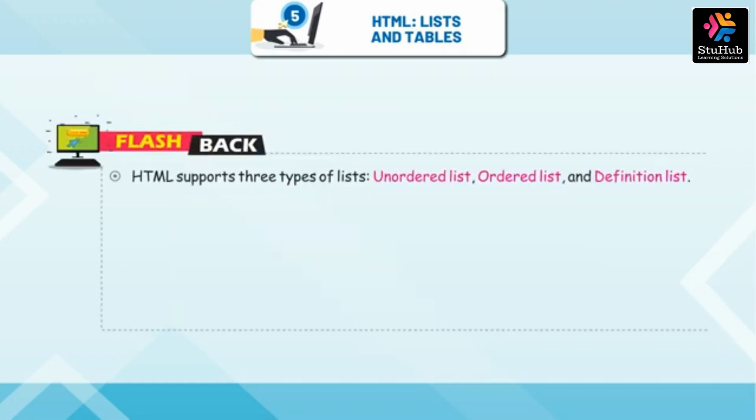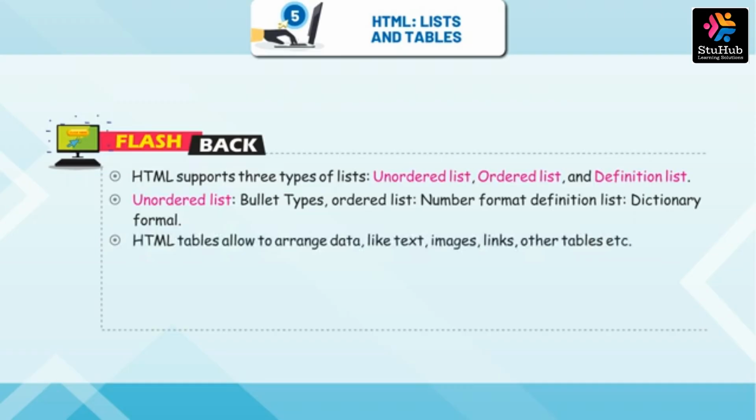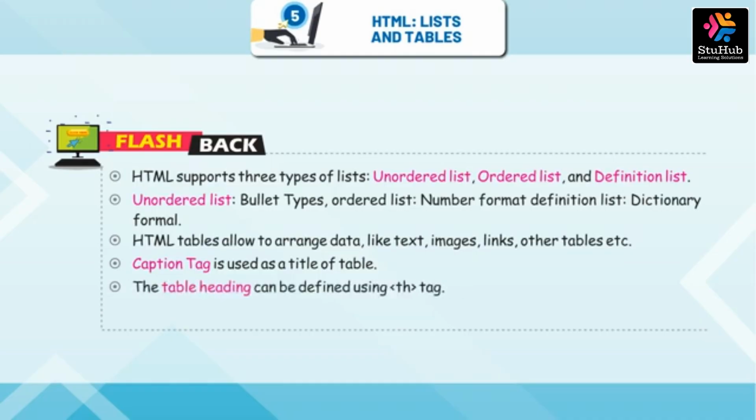Flashback. HTML supports three types of list: unordered list, ordered list, and definition list. Unordered list: bullet types. Ordered list: number format. Definition list: dictionary format. HTML tables allow you to arrange data like text, images, links, other tables, etc. The caption tag is used as a title of the table. The table heading can be defined using the TH tag. Normally, the top row is set as a table heading.